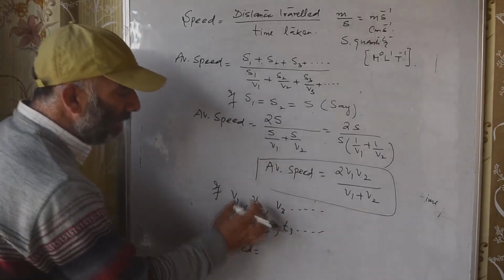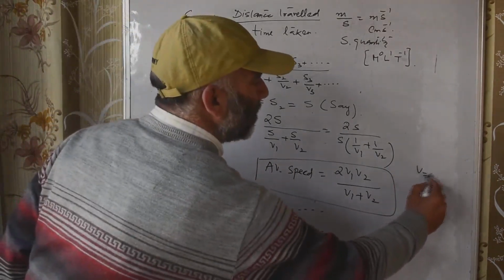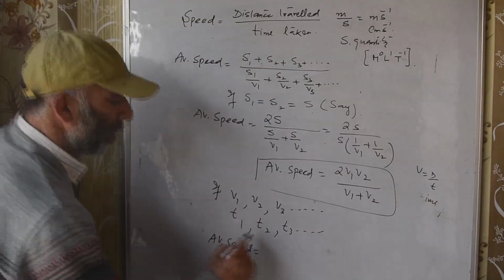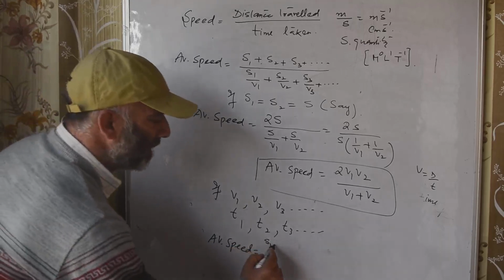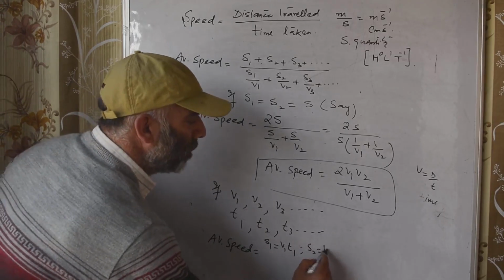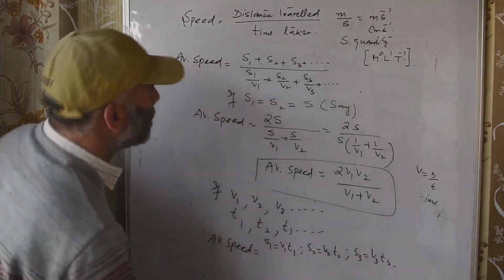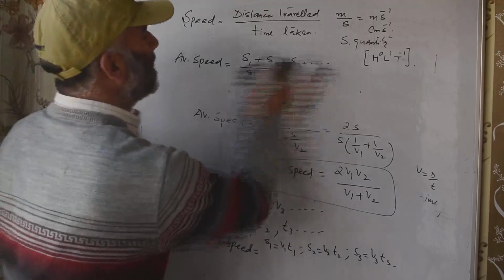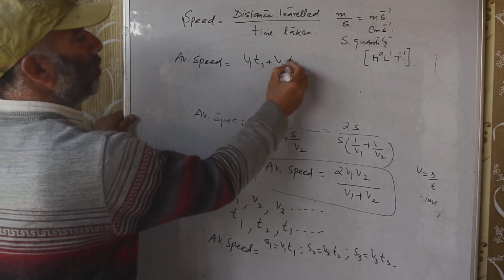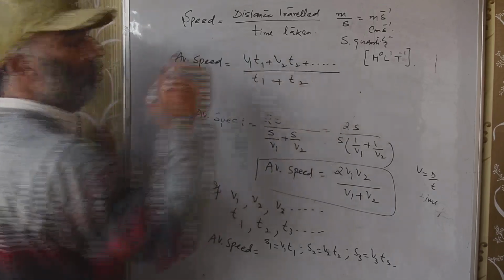टाइम तो दिया है लेकिन डिस्टेंस यहाँ पे नहीं है. How we can calculate the distance? Same is the formula. Since velocity is distance by time, distance is equal to velocity into time. So let S1, S2 and S3 be the distances. So that will be equal to V1 T1, S2 is V2 T2, S3 is V3 T3. So average speed in this case will be equal to V1 T1 plus V2 T2 plus so on, divided by T1 plus T2.